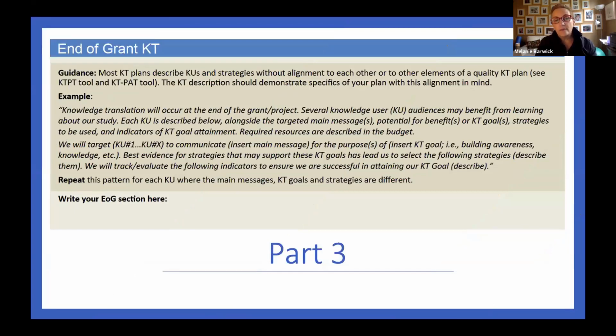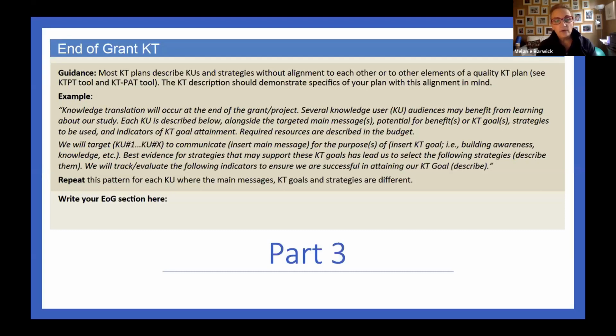The third part, coming back to the companion tool, is the end of grant KT section. So most KT plans describe knowledge users and strategies, again, without that alignment to one another. And it's difficult to think of a way to do this. And I've given you an example here on the form. It's how I do it. It's not the only way to do it, for sure. But I give you sort of an example of how you might write this.